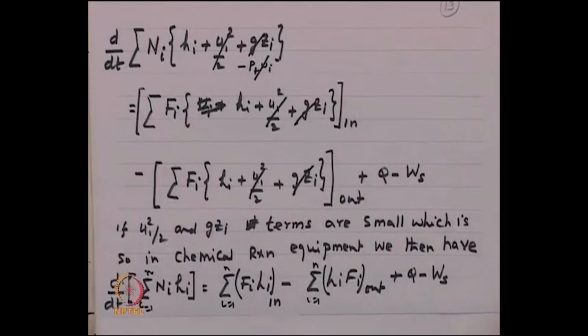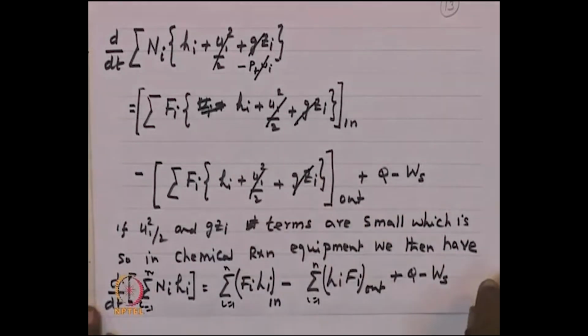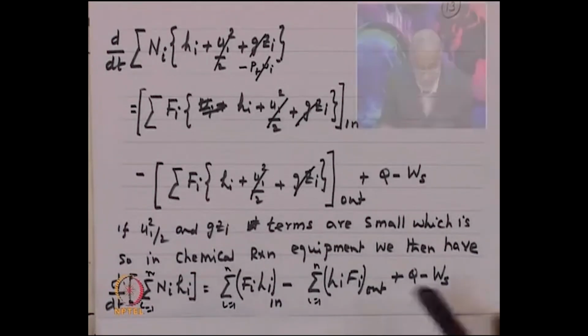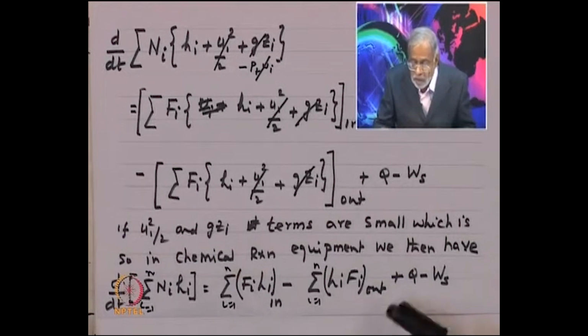So, just to put it in context, we have set up the general balance equation, and then written our equations in a form so that we can simplify, with some terms deleted, and got the final form: on the left hand side, Ni Hi summed over all species, and on the right hand side, Fi Hi summed over all species for the inflow stream as well as the outflow stream, with Q and Ws being the heat and work that go into and out of the system.